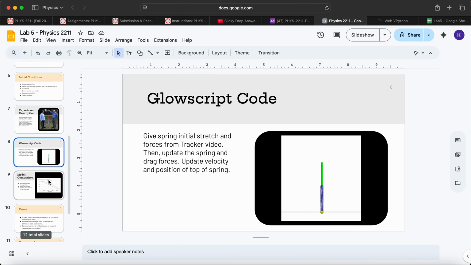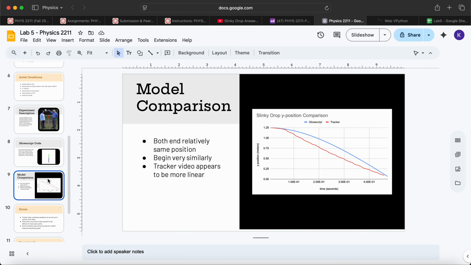We can go on and compare the data that we got from both the Tracker and the model. You can see that they both end up in relatively the same position, and they both begin very similarly in falling. Then our Tracker goes down much faster, but at almost a similar rate. It just has one major drop.